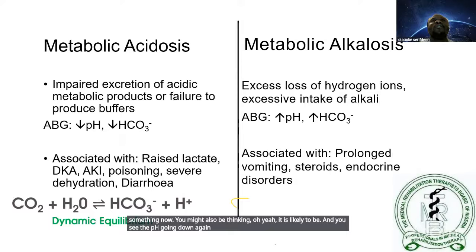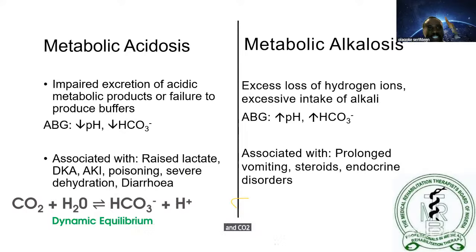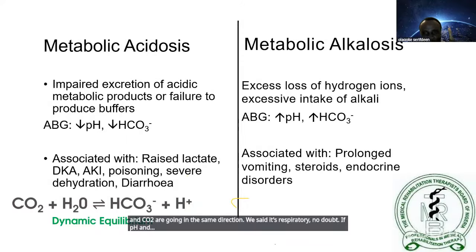Again, just like I mentioned to you guys when I was teaching respiratory, if pH and CO2 are going in the same direction, we said it's respiratory, no doubt. If pH and bicarb are going in the same direction, it's going to be metabolic, if that makes sense to somebody. Now, to decide if it is acidic or alkaline, I just need to check my pH. If the pH is dropping, acid. If the pH is going up, basic. Let me repeat this.